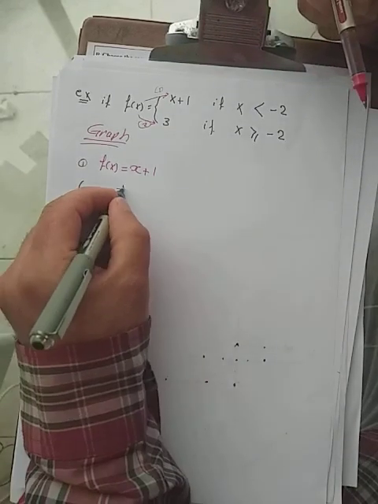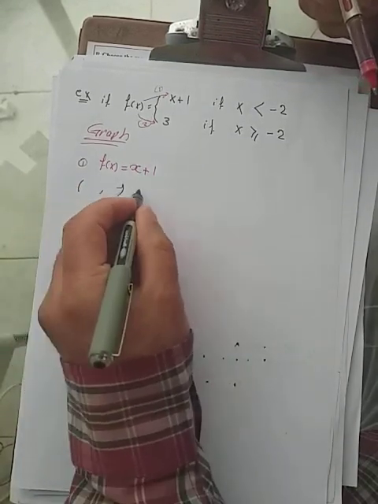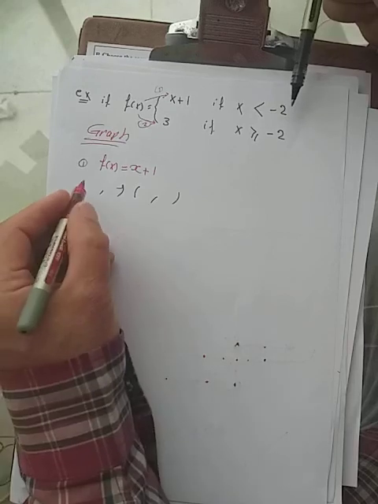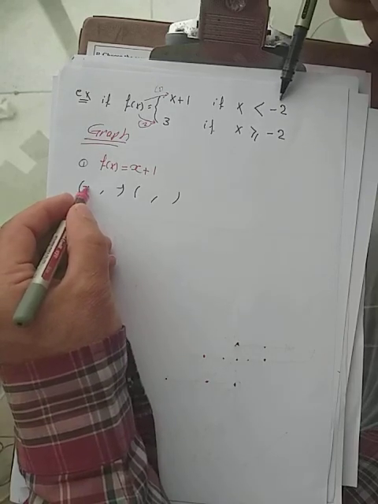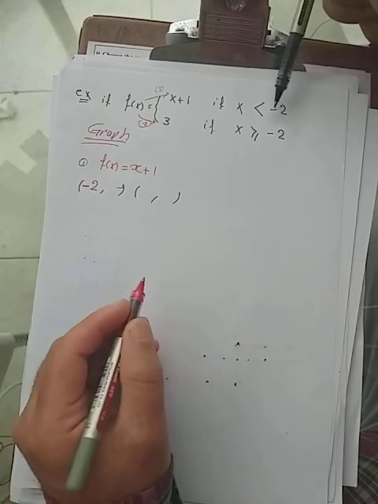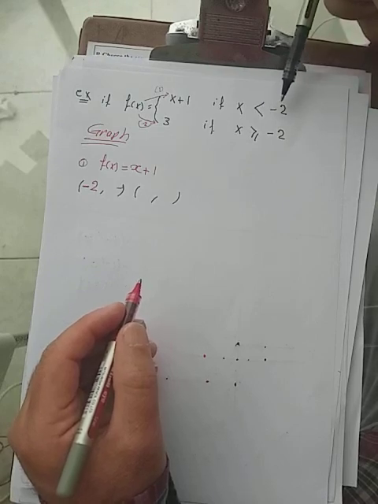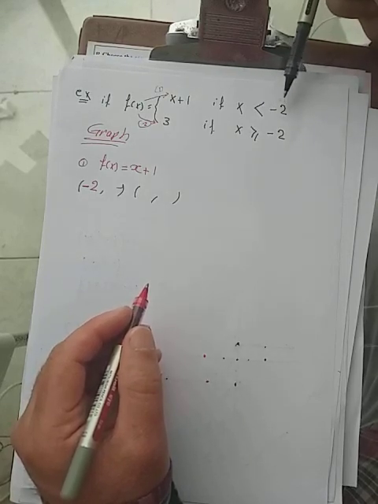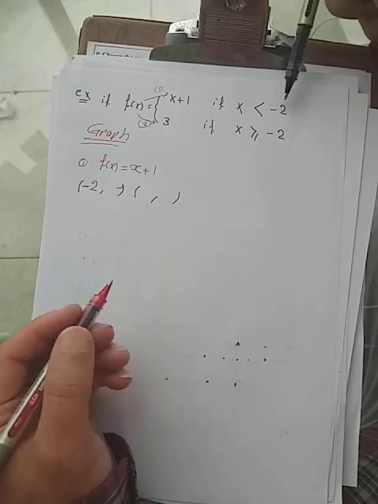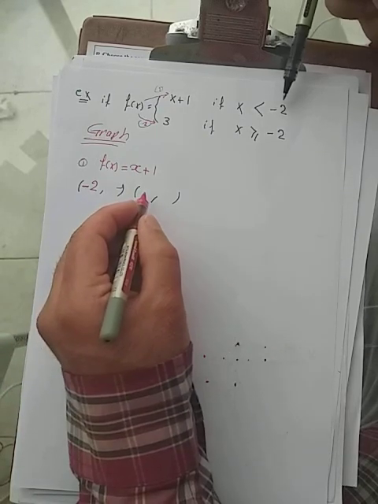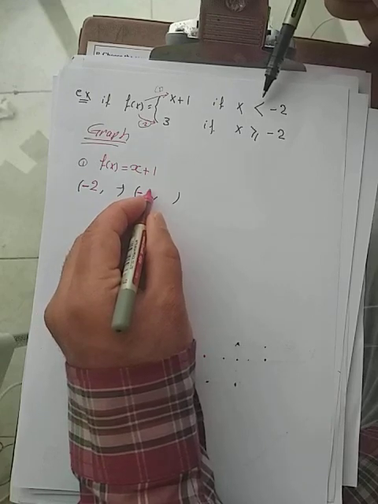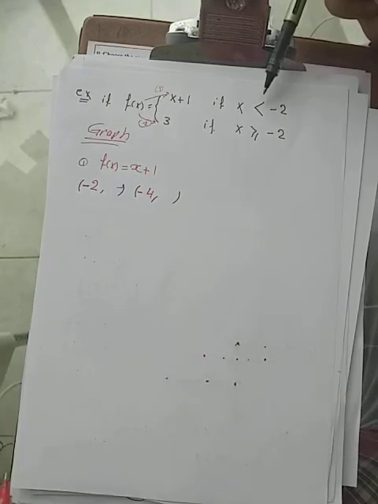The first point and the second point. The first point, we take this point, minus 2. We don't have equality, but we take it, okay? We take minus 2, and another number, minus 4.